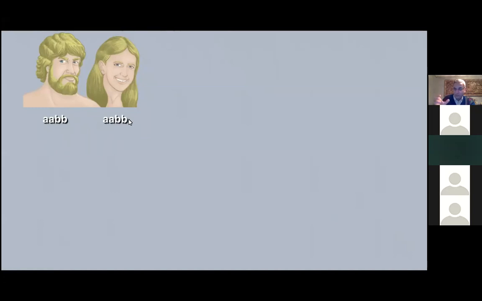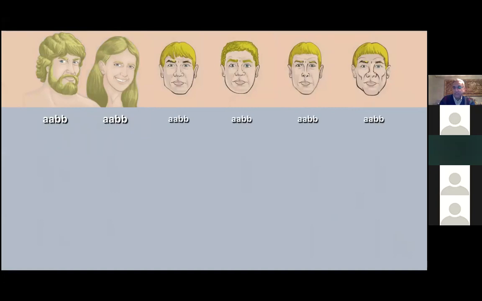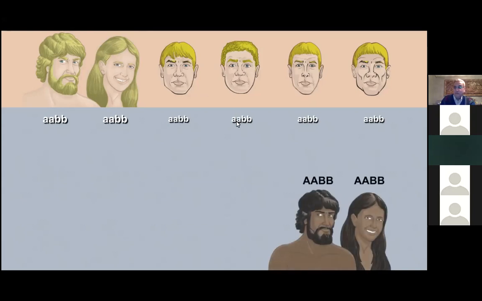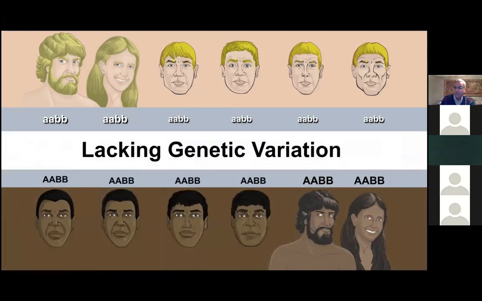We get half of the genetic material from the father and half of the genetic material from the mother, okay? So that means all their descendants will be AABB, AABB small. That means we will all be light skin, light color. Right. Let us assume Adam and Eve were very dark color skin. So the genetic makeup will be capital A, capital A, capital B, capital B. And for Eve, capital A, and capital B. All their descendants will be dark color. This is called lacking of genetic variation.